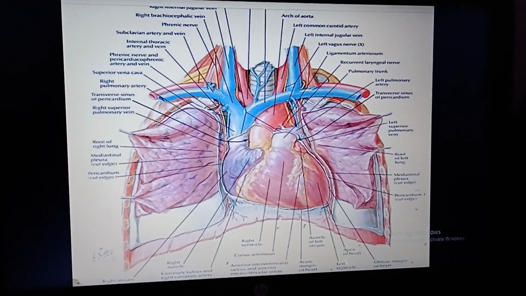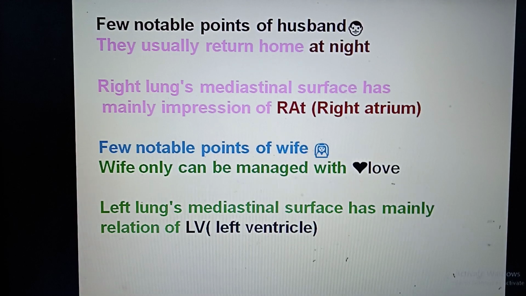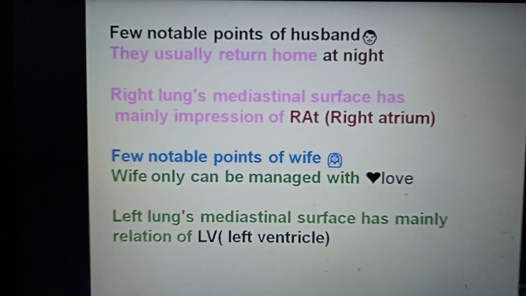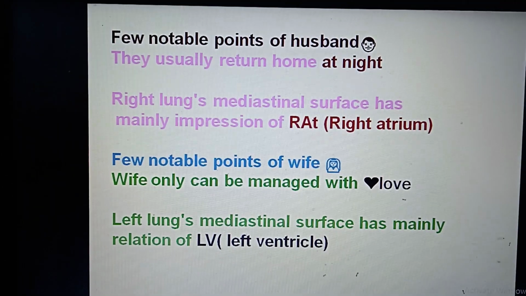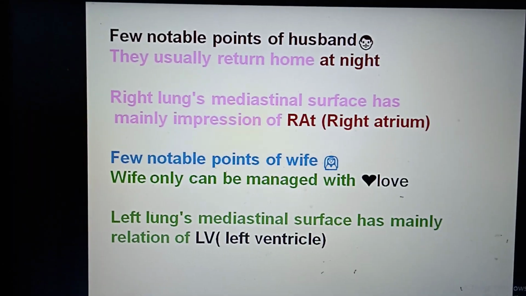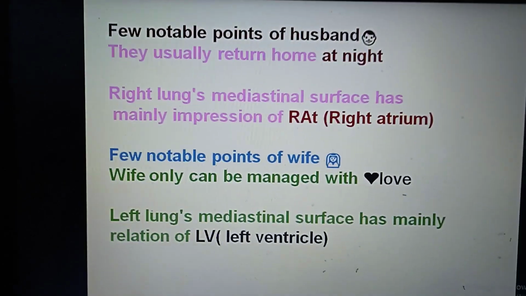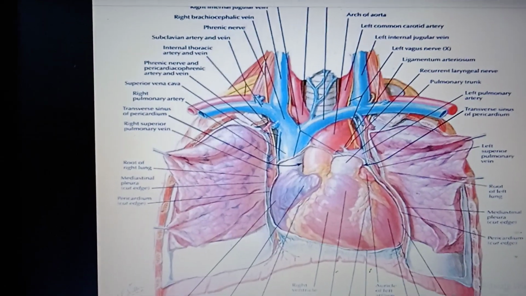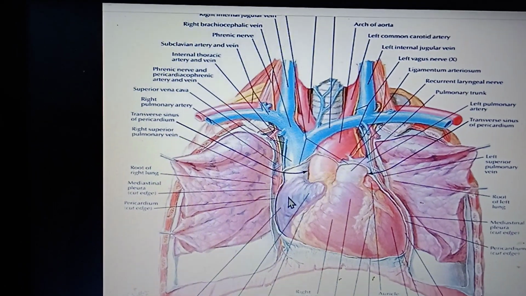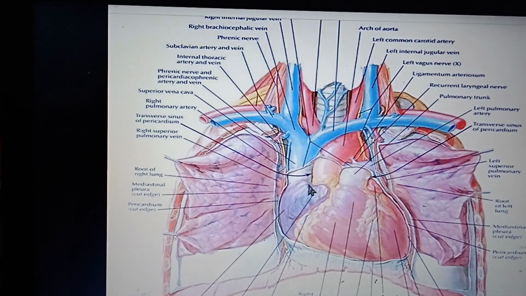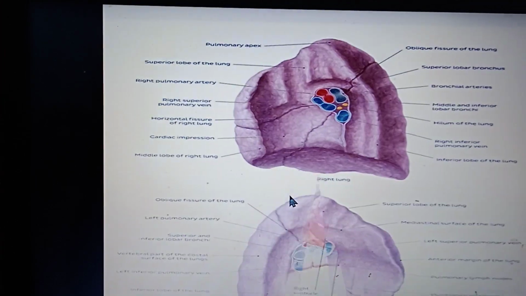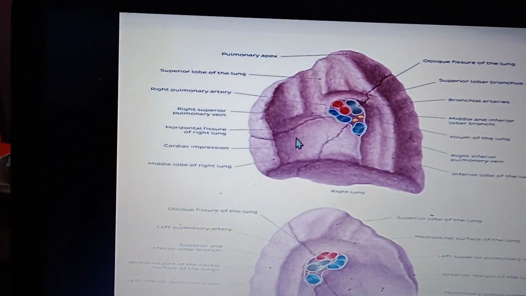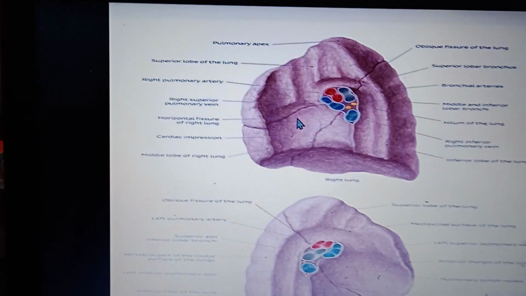Here we have seen few notable points of husband. They usually return home at night after doing so much work outside. So right lung's mediastinal surface has mainly impression of RATH, that is right atrium. Here you can see this one is right atrium. So the main impression is of right atrium. Here also you can see this one is of right atrium in the right lung.